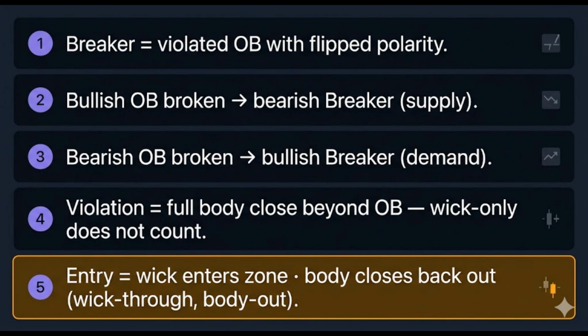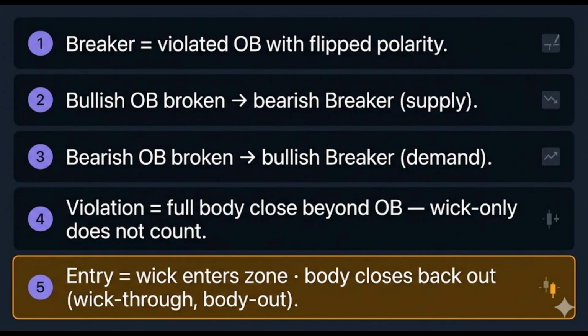1. A breaker block is a violated order block with its polarity flipped. 2. A bullish OB that gets broken becomes a bearish breaker. It now acts as supply. 3. A bearish OB that gets broken becomes a bullish breaker. It now acts as demand.